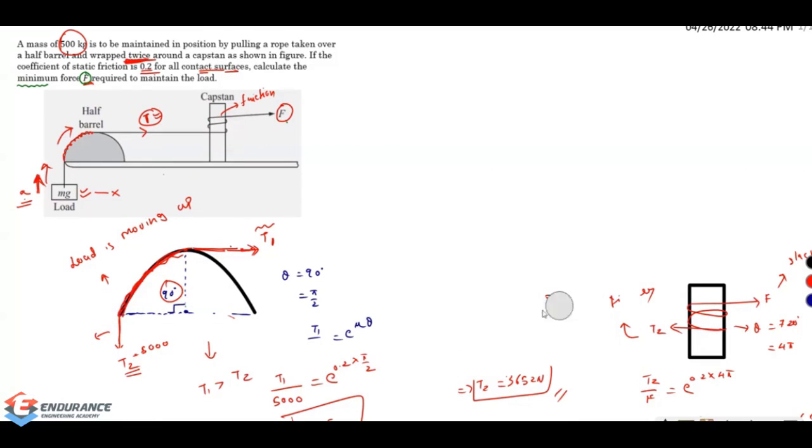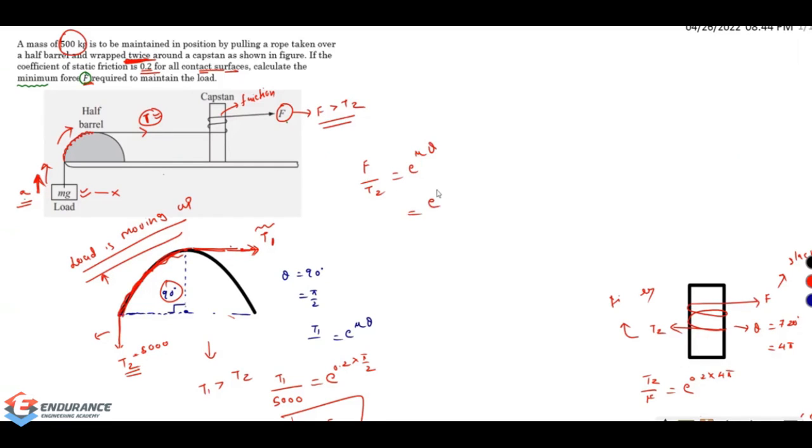Now, what about the capstan? That is, what about the force I need to apply? F is going to be greater than T2. So this is case 3, when the body is moving up, when the load is moving up. So F by T1 will be equal to e to the power of mu theta, which is nothing but e to the power of mu, 0.2, and theta, 4 pi.